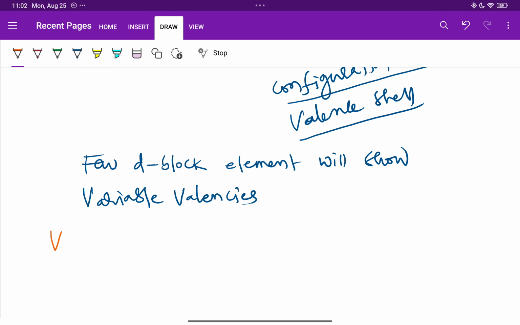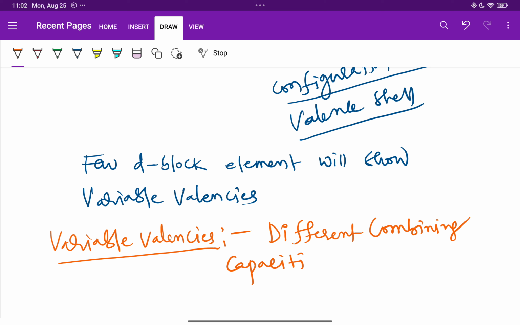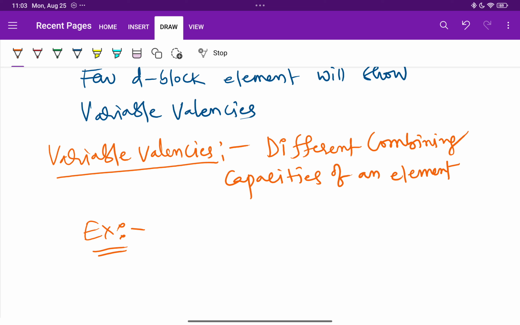So what is the meaning of variable valency or variable valencies? Variable valency is nothing but different combining capacities of an element. Example, iron shows two types of combining capacity.